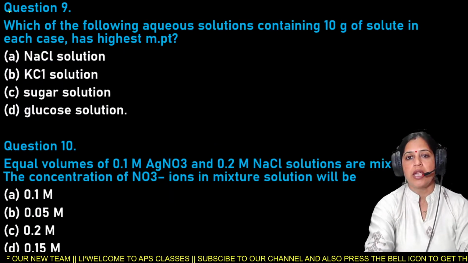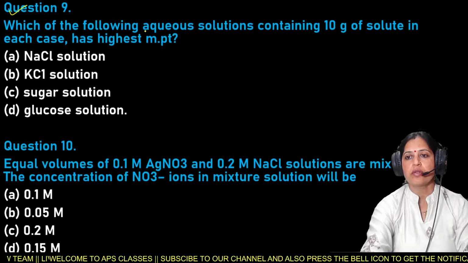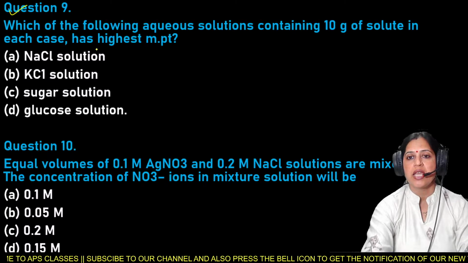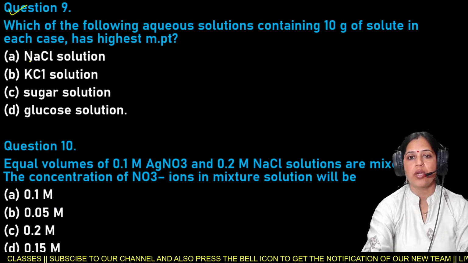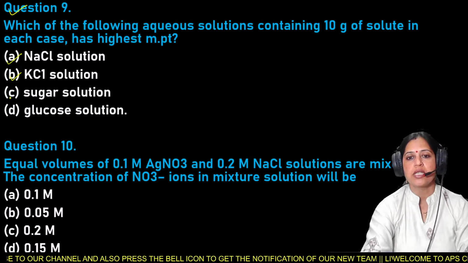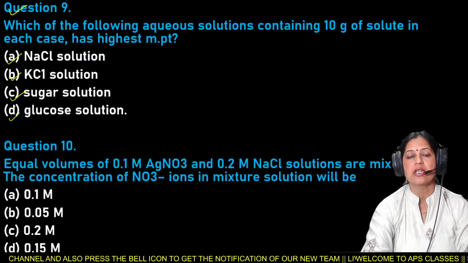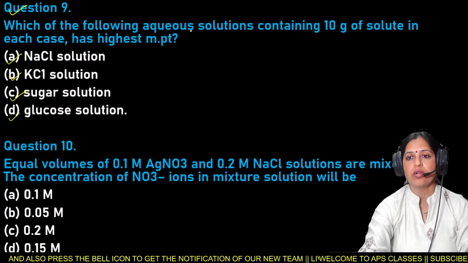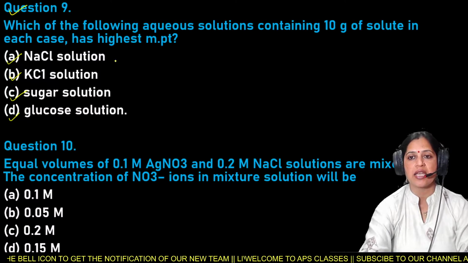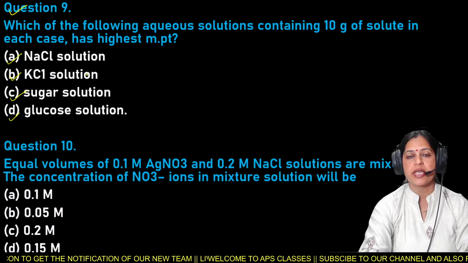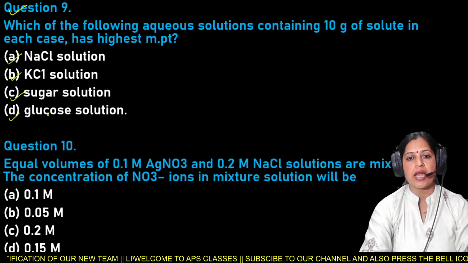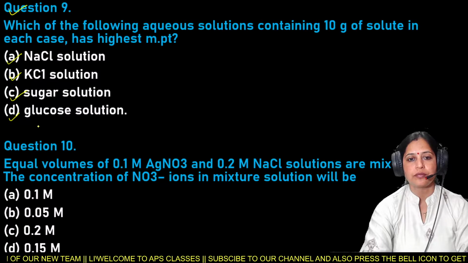Next is your question number 9, and your question number 9 is: which of the following aqueous solutions containing 10 grams of the solute in each case has the highest melting point? Options are A NaCl solution, B KCl solution, C sugar solution, and D glucose solution.